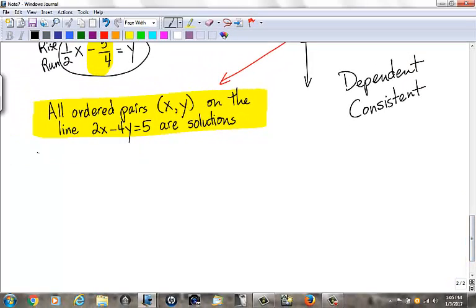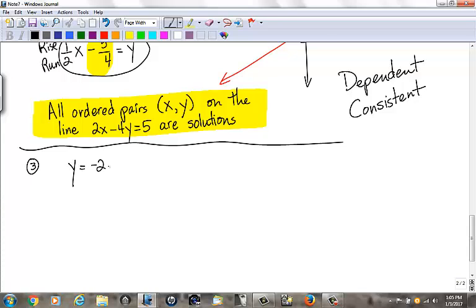Okay, last example. Problem 3. y equals negative 2x plus 3 and y equals negative 2x minus 7. Okay, as soon as you look at that, you should be able to tell the slopes are the same, but the y-intercepts are different, so they are parallel.